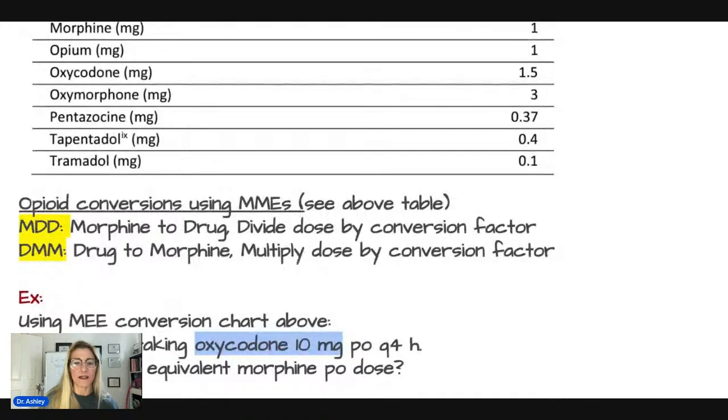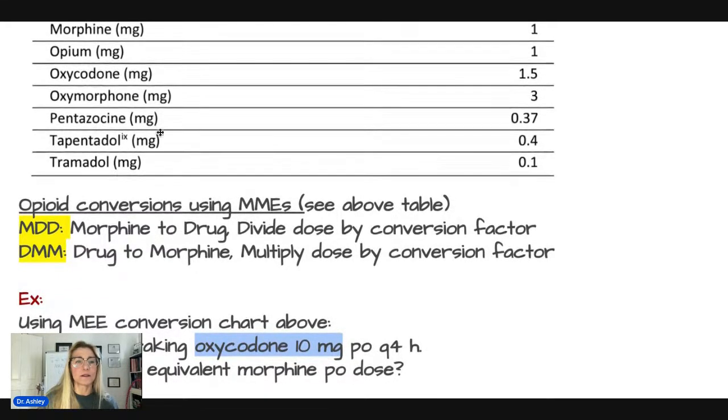So patient is taking oxycodone 10 milligrams. What is an equivalent morphine dose? We can see it already right here. Here's the conversion factor. Do you multiply or divide?